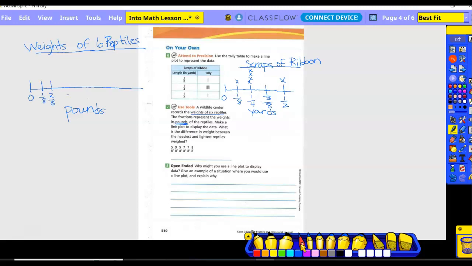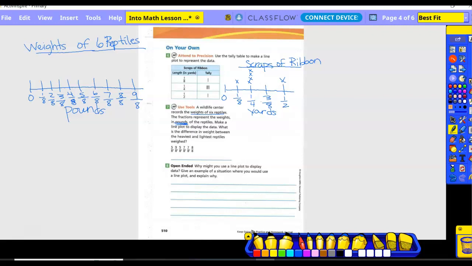2/8, 3/8, 4/8, 5/8, 6/8, 7/8, 8/8, and then what? 9/8. Okay, now I need to put x's for each of those.